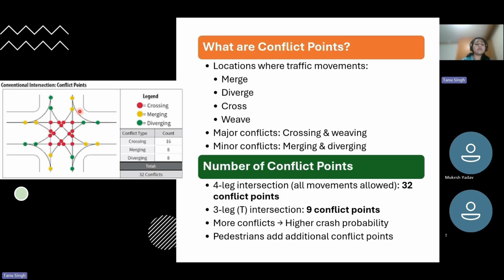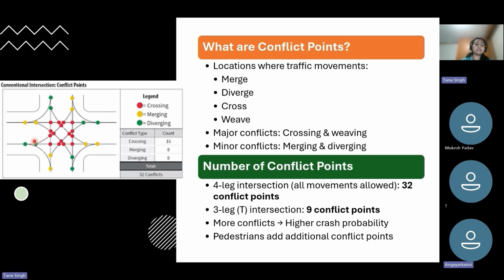This occurs for all the roads. The yellow represents merging, when, for example, a vehicle traversing from this direction merges onto the left direction, so a merging conflict occurs. Similarly, a vehicle traveling from this direction takes a right turn and comes onto this road, so here it merges. So yellow represents merging, whereas green represents diverging conflicts, and red represents all the crossing conflicts that occur in four-leg intersections.